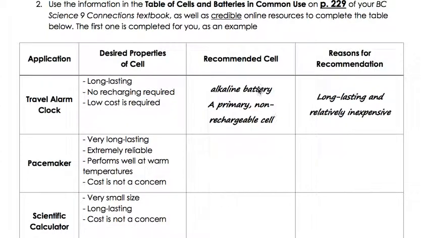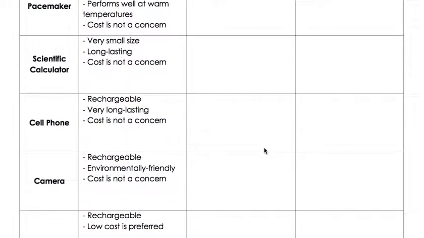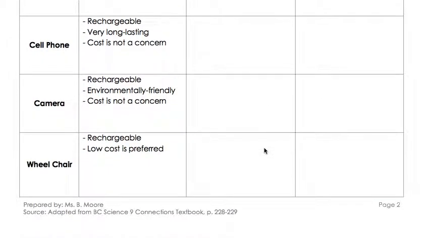Once you've chosen your cell, you can write it here, and then you can write your 2 or 3 main reasons for selecting that particular cell. So example 1, travel alarm clock, has already been done for you. So you and your partner will continue with pacemaker, scientific calculator, cell phone, camera, and wheelchair.